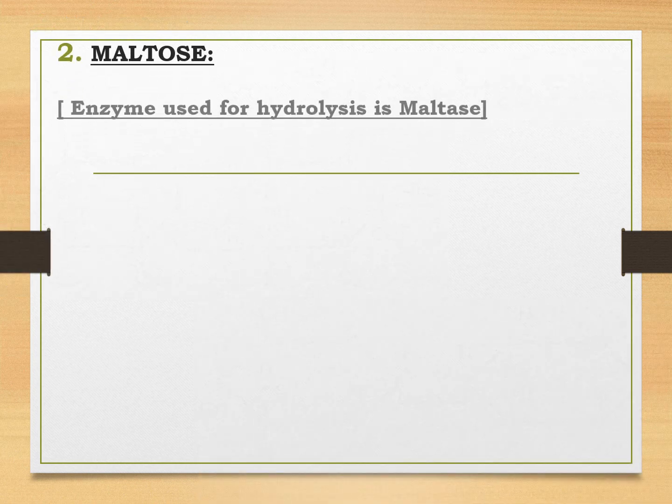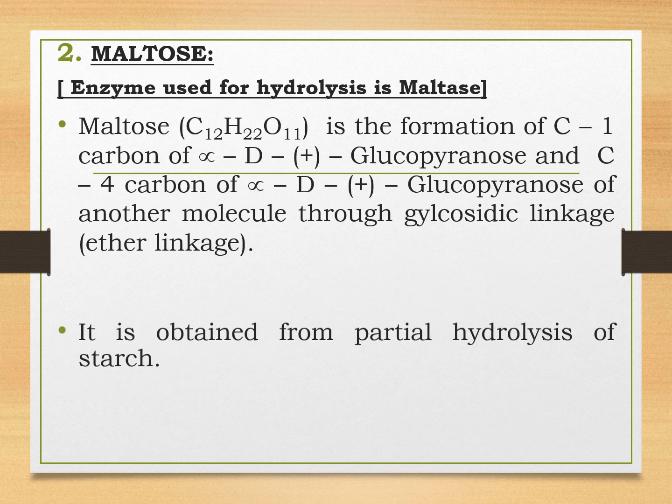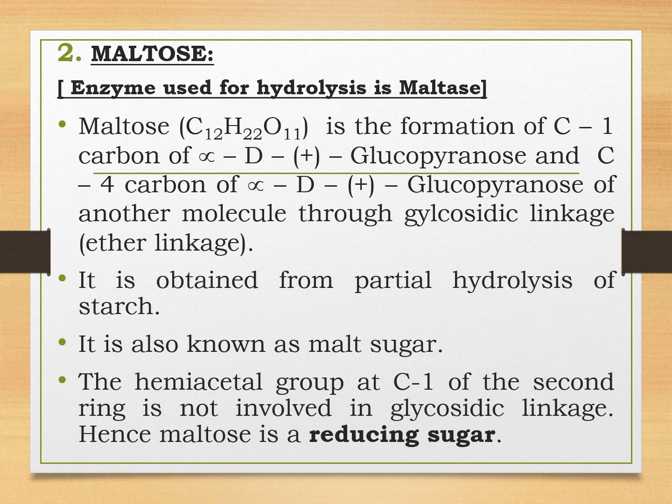I already explained the structure of glucose and the carbon atoms involved in the formation of maltose. Now students, let us see this explanation. Always remember the formula for maltose. It is C12H22O11, and one molecule of D-glucose reacts with another molecule of D-glucose and forms maltose. Always remember, C1 of one D-glucose and C4 of another D-glucose react with each other and form a glycosidic linkage.